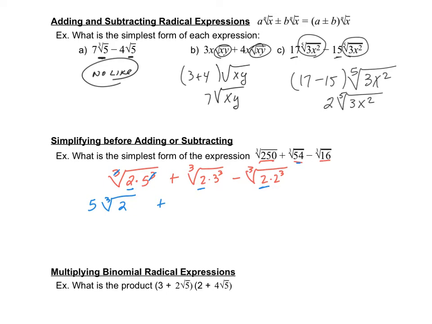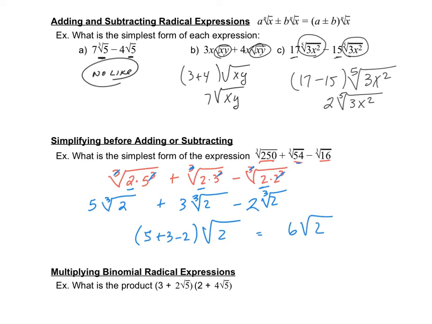Then I have the cube root of 2, and the cube root of 2, and again the cube root of 3 cubed is going to give me a 3, minus the cube root of 2, and of course bringing my 2 out. So I have been able to simplify these to the cube root of 2, and then I have 5 plus 3 minus 2, which is going to give me, I think, 6 cube root of 2.